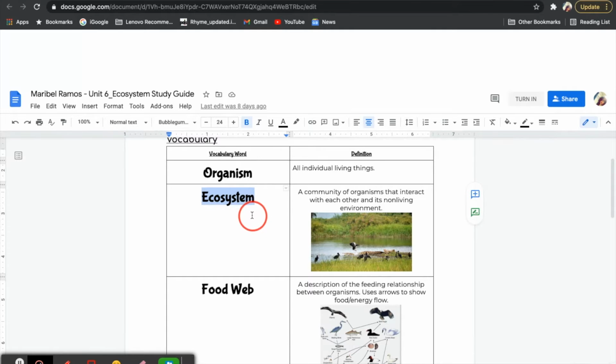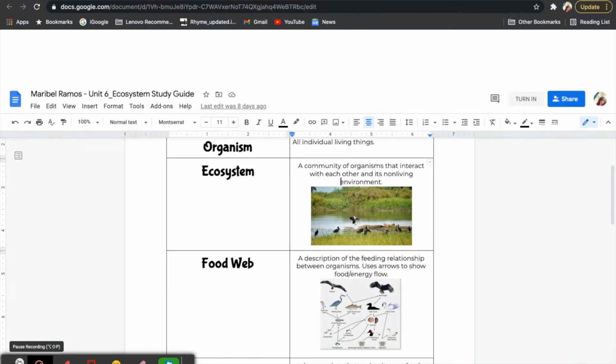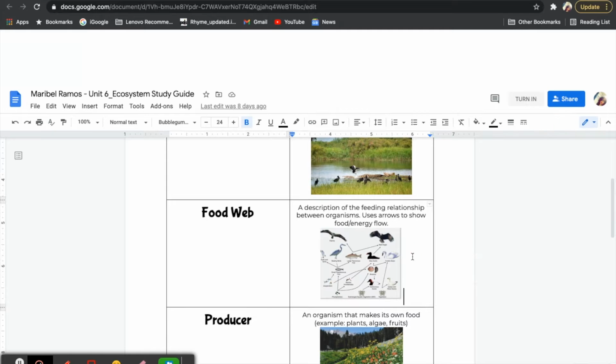An ecosystem is a community of organisms that interact with each other in its non-living environment. And there are many different ecosystems. There are deserts, there are oceans, there are forests. Those are some of the different ecosystems which we explored during our last year. Now, within those ecosystems, there are different food webs. Food webs are a tool that describe how different organisms relate in each ecosystem. Food webs have arrows that show who is eating the food and how the energy is being transferred.